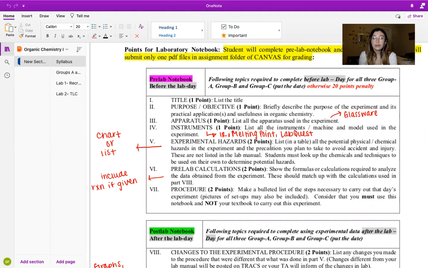You must have it. For those of you who are doing it online for that week, I can't really check if you're doing your pre-lab notebook. The only thing I can check is if you turn the final notebook in. So I'm just hoping that you time yourself with the notebook and turn it in on time.